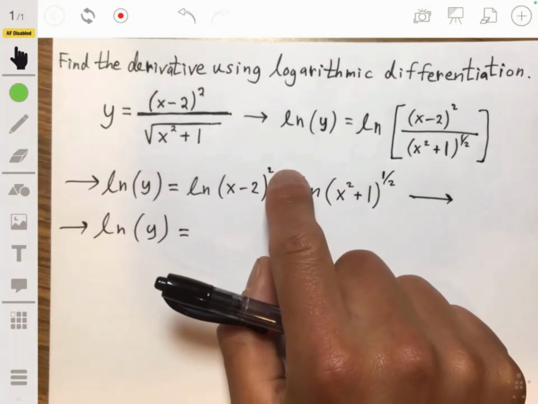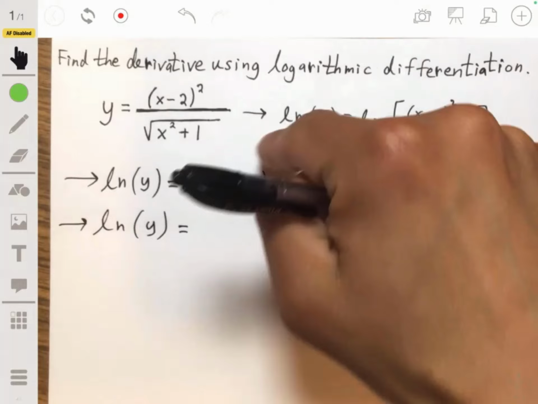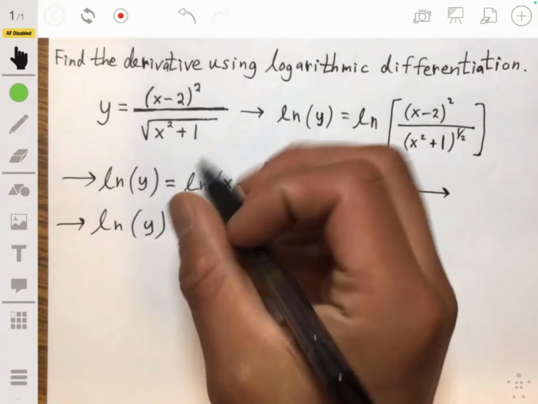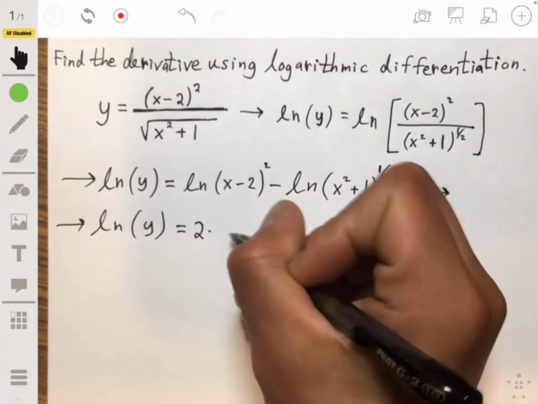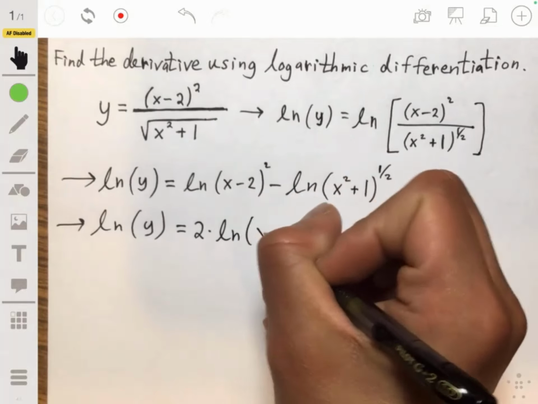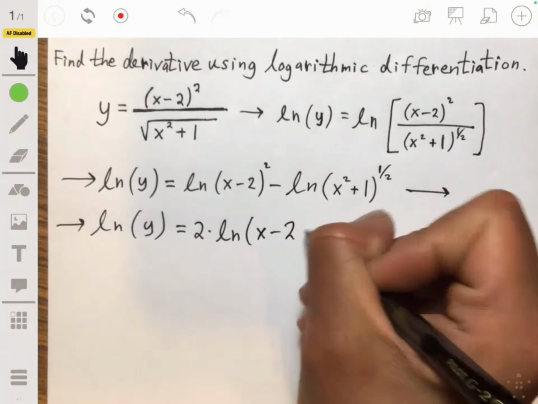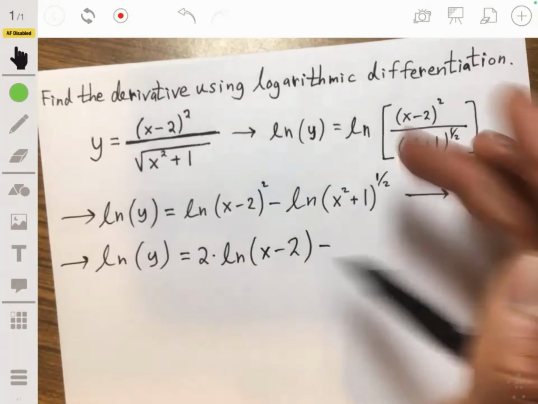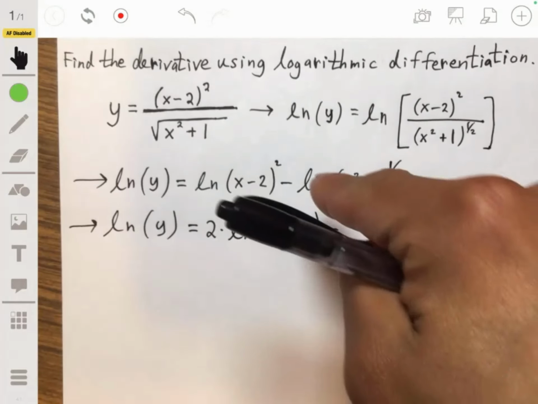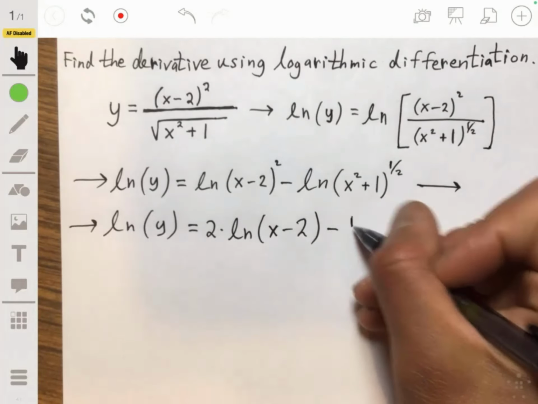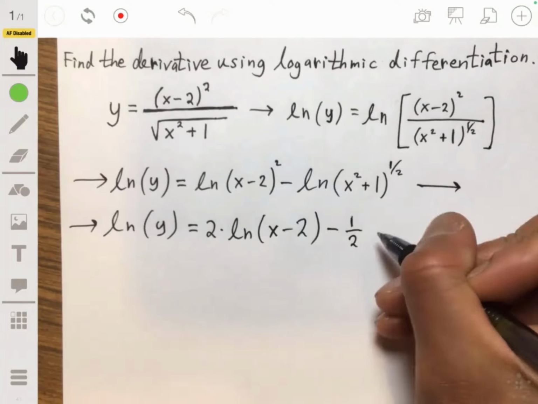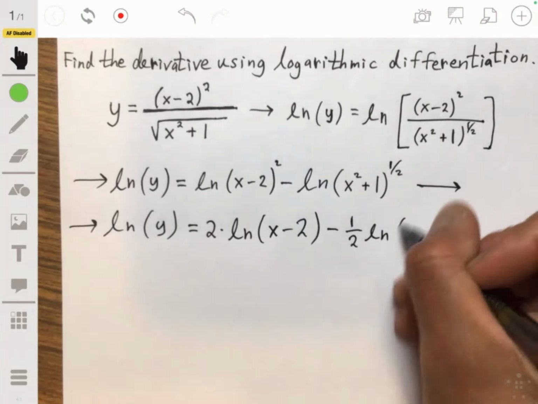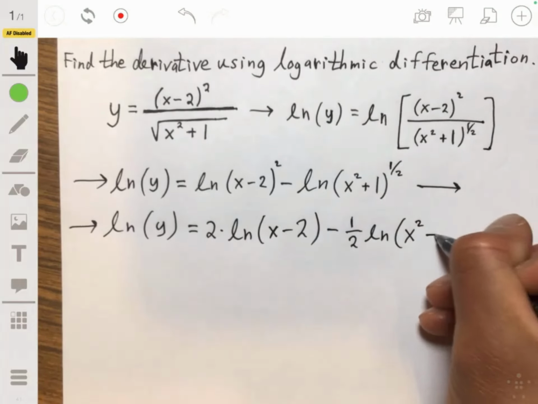And then we just do one more property where we move the exponent as a coefficient. So we have 2 times the natural log of x minus 2 minus, we move the 1/2 power as a coefficient. So minus 1/2 times the natural log of x squared plus 1.